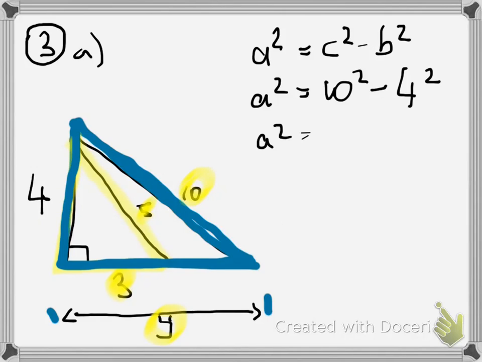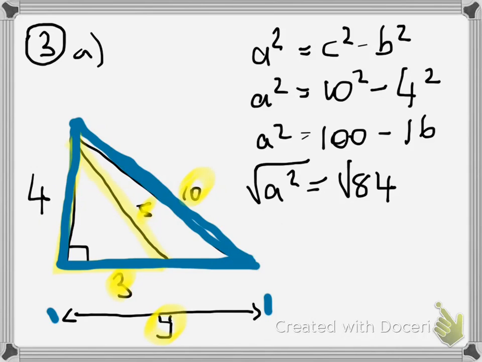So a squared equals 100 take 16, which is 84. And then we need to make sure that we square root those final answers. And a is going to equal, I haven't got a calculator, it's going to be 9 point something. 9 point something, that's what your answer should be. So y will equal 9 point, I'm not sure what the decimal places are off the top of my head, but you can use a calculator to figure that out.